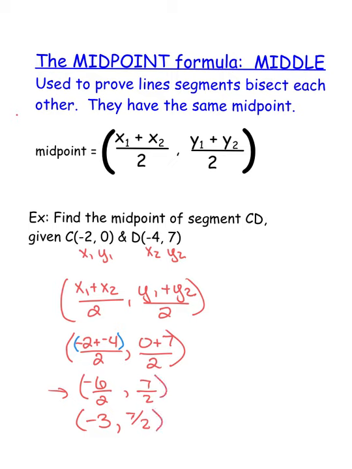Either way is fine. Again, if I found the midpoint of another line segment and it had the same midpoint as this, we could say that those segments bisect each other, which means they cut in half. So again, bisect means they cut each other in half.